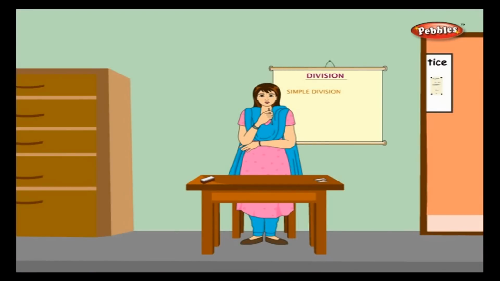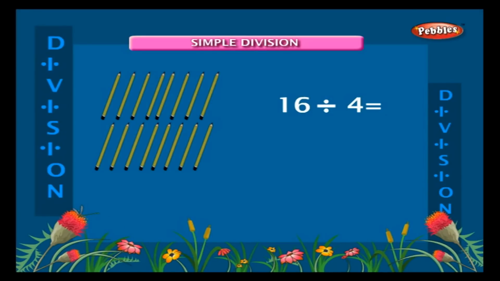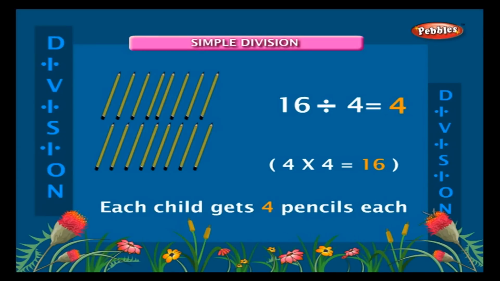What would you do when you have to share 16 pencils among 4 children? Divide 16 by 4. 4 goes 4 times in 16. That is, 16 divided by 4 is equal to 4. Each child gets 4 pencils each.